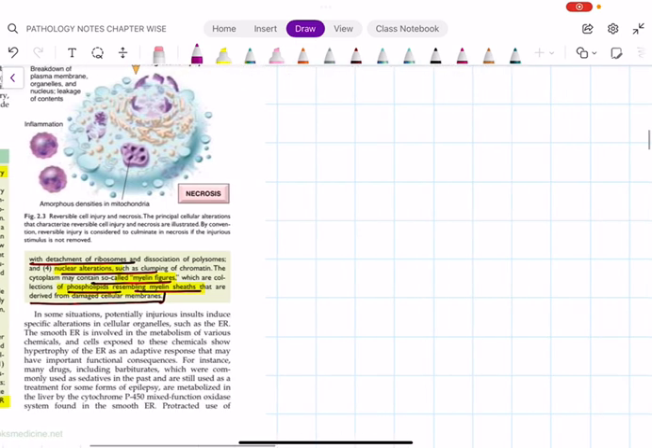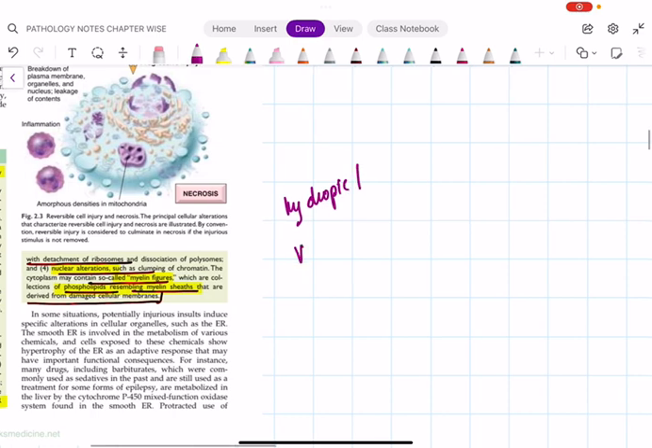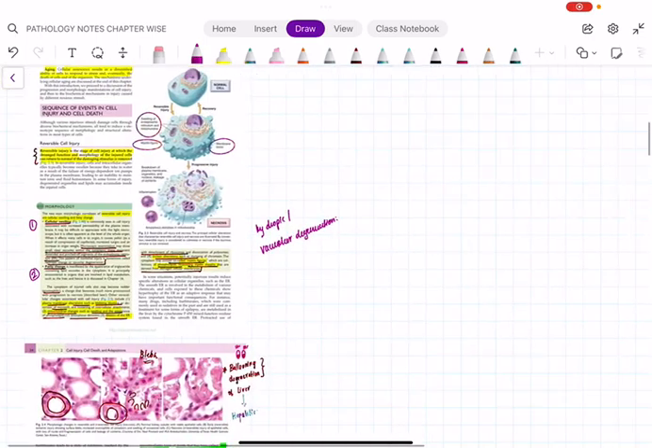What is this morphological pattern called? This is called hydropic. Hydropic means water. That means the cell looks as if it is filled with water. Also called vacuolar degeneration. Why is it called vacuolar degeneration? Because the cytoplasm is completely filled with vacuoles. Don't worry, we will go for a picture.